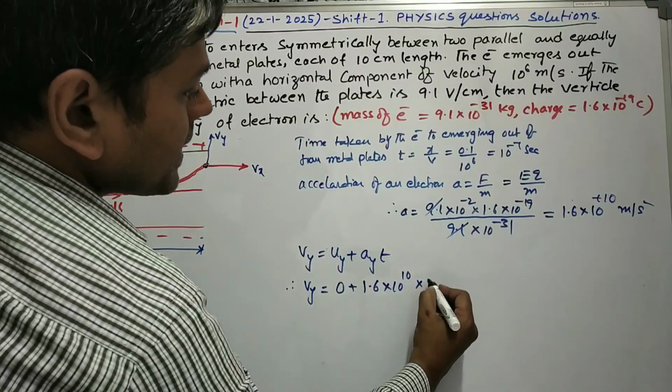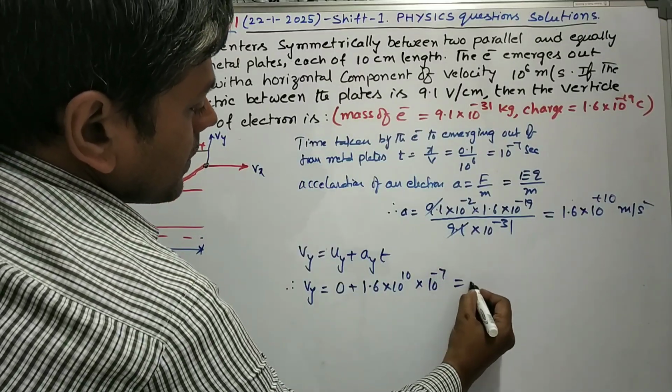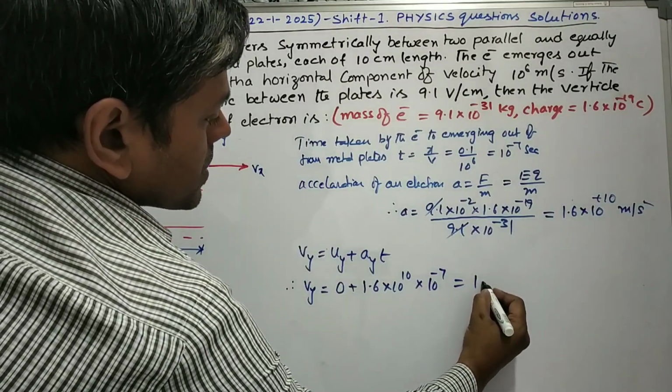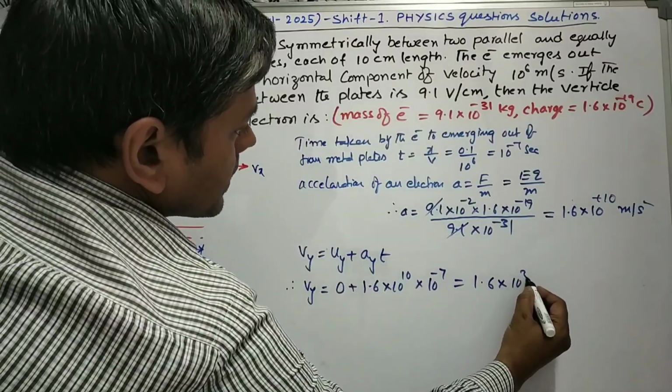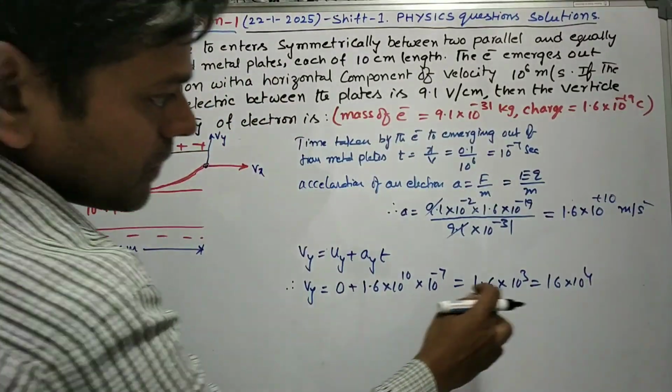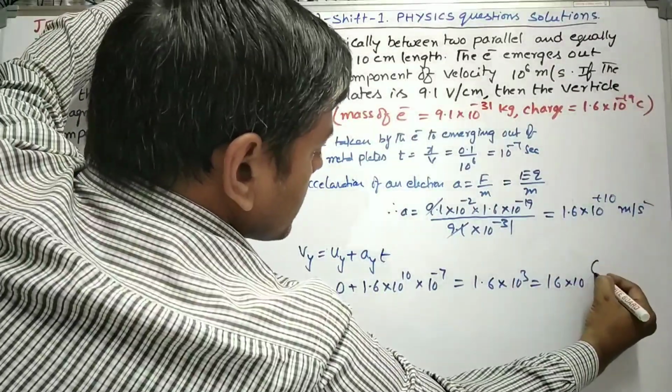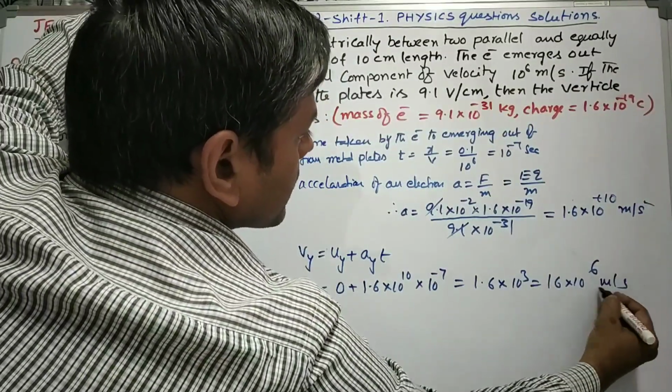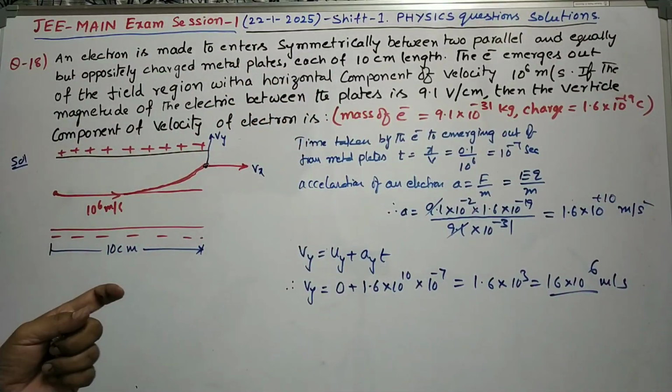What is the power? Minus 7. Equal to what? 1.6 into 10 power 3, that means 16 into 10 power 4. Sorry, 10 power 6. Meter per second. This is the solution. Okay, right.